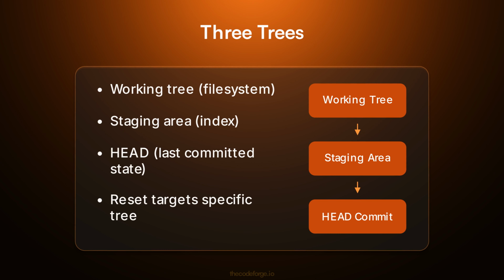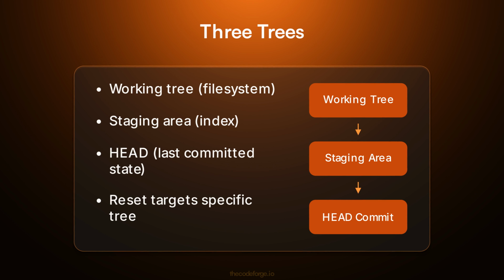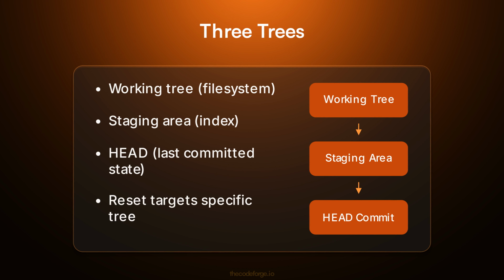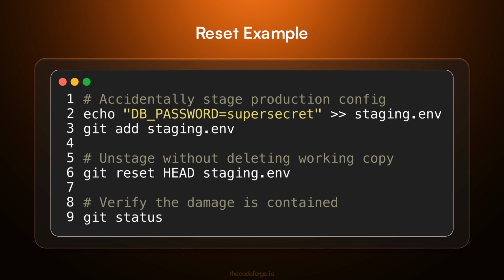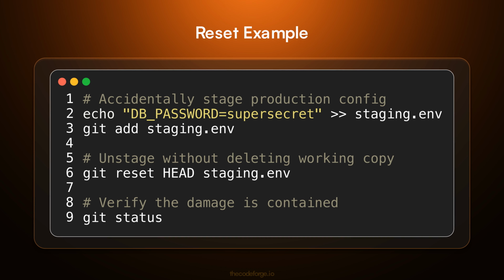Git has 3 trees: the working tree, your files; the staging area, the index; and HEAD, the last commit. Commands like git add, git reset, and git checkout shuffle pointers between these trees. Understanding this triangle makes reset modes clear. If you accidentally stage a file, use git reset HEAD to unstage it without losing your working copy changes. This is safe and keeps your file intact.